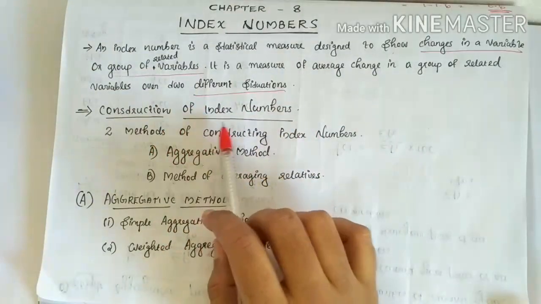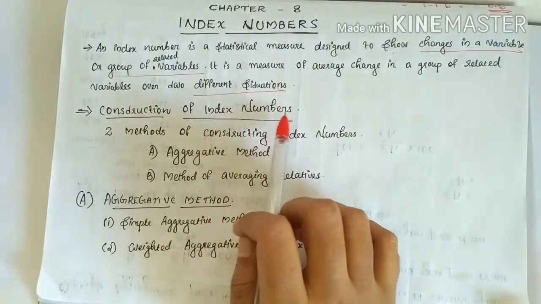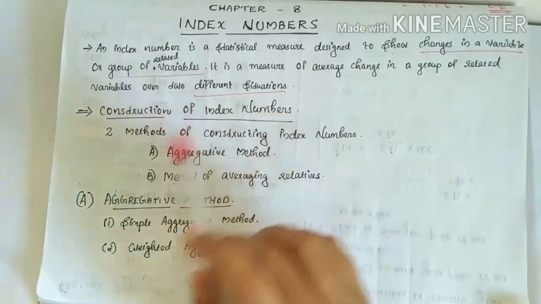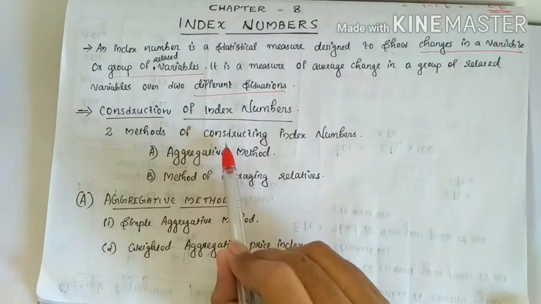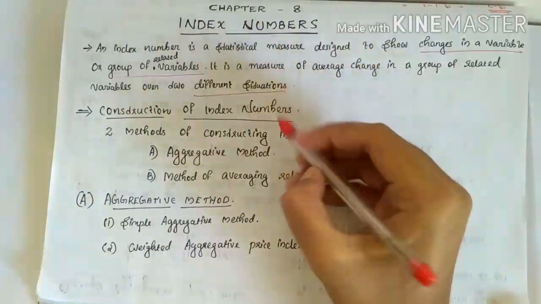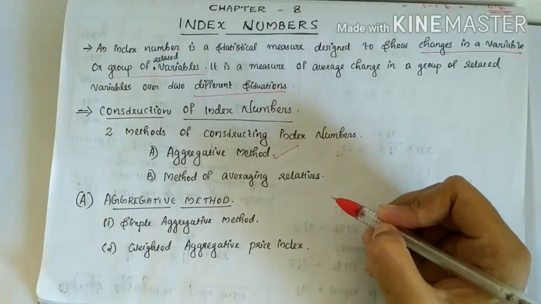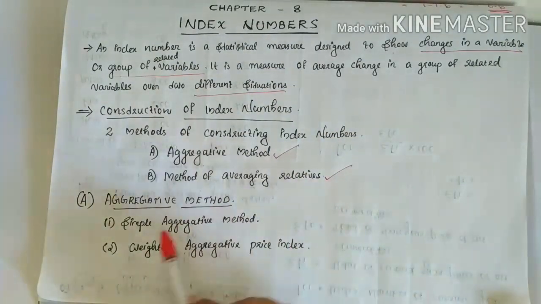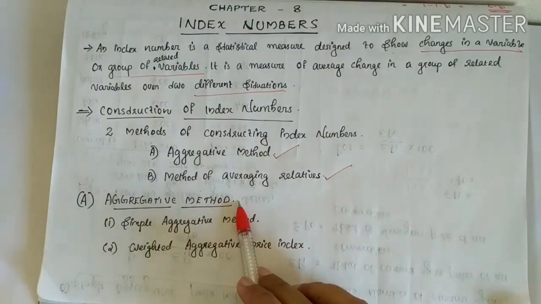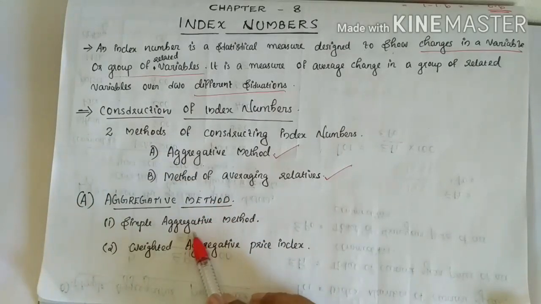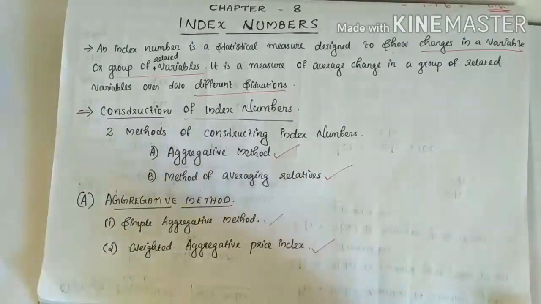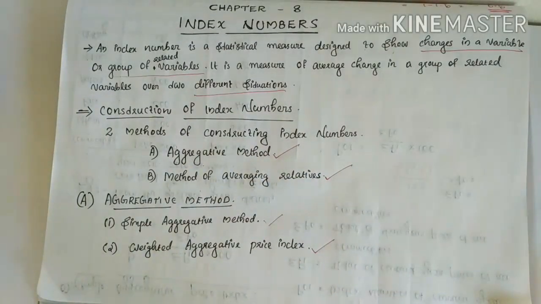Next, we are moving on to another topic, construction of index numbers, or how to construct an index number. There are two methods of constructing index numbers. First one, aggregative method, and second one, method of averaging relatives. The first method is the aggregative method. The aggregative method can again be classified into two: simple aggregative method and weighted aggregative price index.